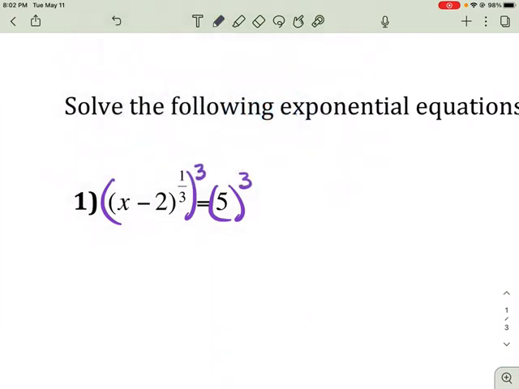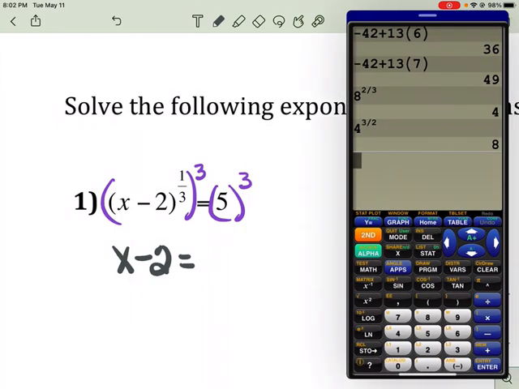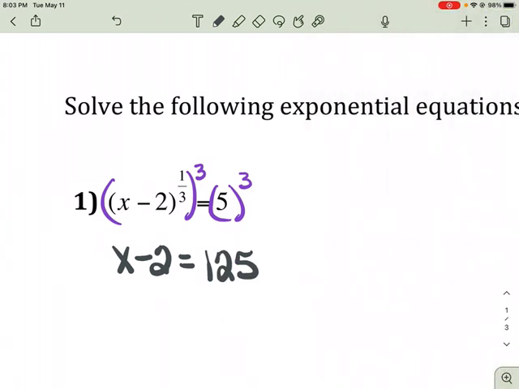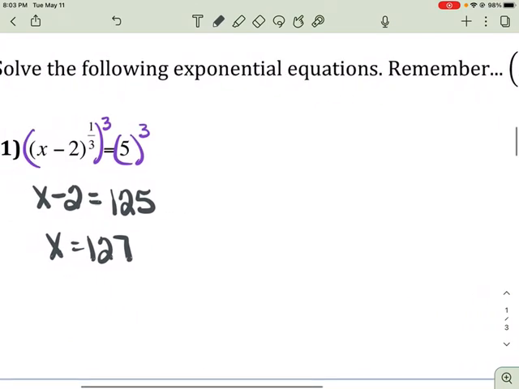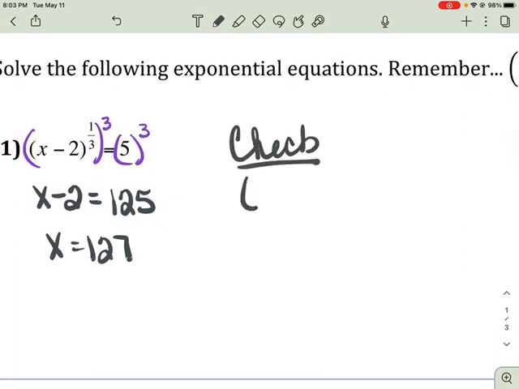So those cancel each other out. We get x minus 2 is equal to 5 to the 3rd. I want to say 125. We're going to add our 2, so that's 127. Now we're going to check our solution in the original problem. Always check in the original. So we're going to do 127 minus 2 to the 1/3 is equal to 5, and that question mark is what we're trying to figure out.